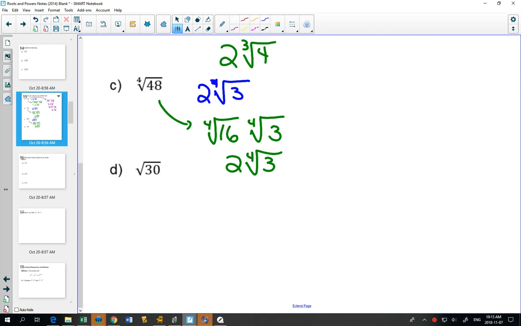And finally, the square root of 30 simplified is the square root of 30. You can't divide it by 4 nicely. You can't divide it by 9. You can't divide it by 16. You can't divide it by 25. And then the next perfect square is 36, which is already bigger than 30. So if you check all of the perfect squares, none of them divide 30. And so we would say that the square root of 30 is already simplified.